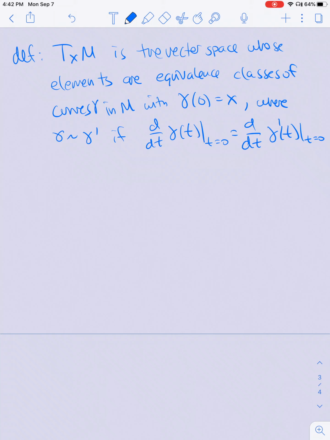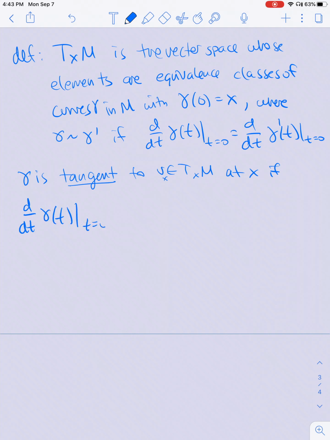And on your homework, you're going to show that this is actually a vector space. And so if gamma is a smooth curve passing through x at 0, we say that gamma is tangent to a vector v in T_x M, I'll put a little subscript x to let me know that v is in T sub x, at x, if d/dt of gamma at t equals 0 is in the equivalence class v sub x.